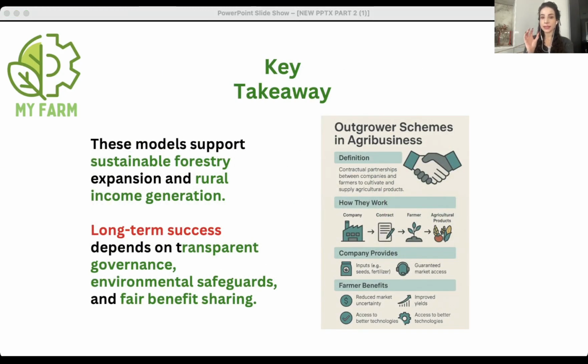As key takeaways, we can say that these systems have enabled the expansion of sustainable forestry while offering income opportunities in rural areas. However, their long-term success depends on transparent governance, environmental safeguards, and fair benefit sharing mechanisms.